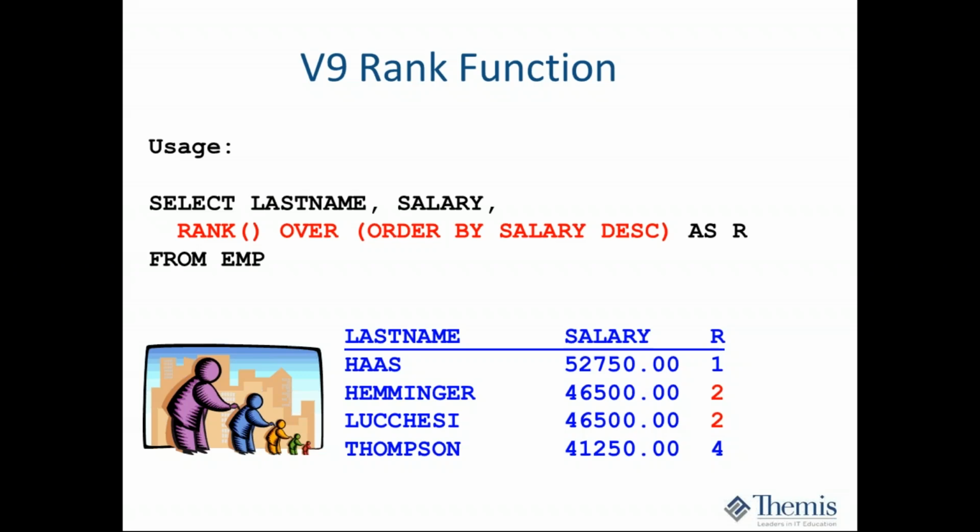Where this comes into play: there are these ranking functions. Many of you have probably seen these pretty simple examples here, rank over, in this case, salary descending. Here's a case where we have a tie. Heminger and Lucchesi both make the same second highest salary, so they both get ranked number 2. What does that make Thompson? Number 3, number 4? What if there are 100 of them that made 46,500? What's that make Thompson? Well, it depends on how you code the rank here.